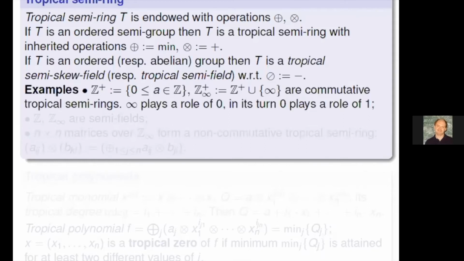A few examples. Say we consider the non-negative integers, or you can consider the non-negative integers with infinity added. They are commutative tropical semi-rings. You can easily verify it. And infinity plays the role of the neutral element, the zero. And in its turn, zero plays the role of the unit.